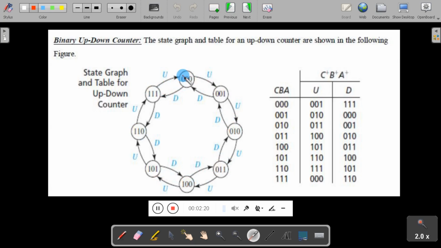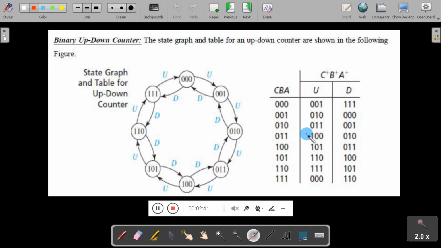Suppose the counter counts in the downward direction, then from 0 0 0, it moves to 1 1 1. From 1 1 1, it moves to 1 1 0. 1 1 0 moves to 1 0 1. 1 0 1 moves to 1 0 0. 1 0 0 to 0 1 1. 0 1 1 to 0 1 0. 0 1 0 to 0 0 1. 0 0 1 to 0 0 0.